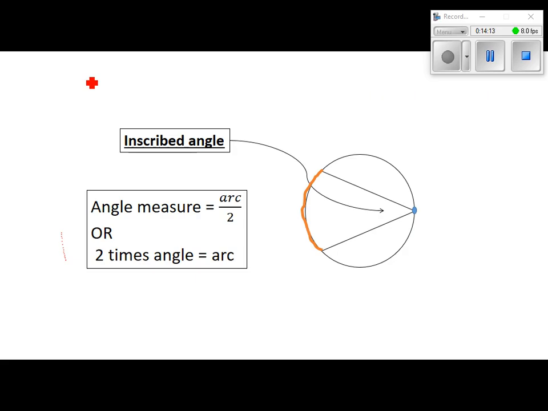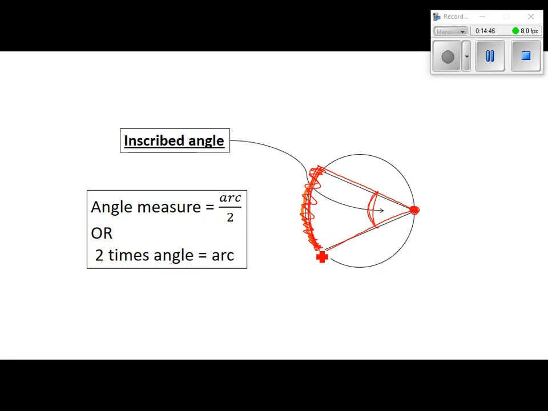An inscribed angle has its vertex on the circle. Notice here, if I have this inscribed angle, it cuts off this arc. The measure of this angle right here is always the arc divided by 2. So it's this arc divided by 2 that's going to give you the angle. Or, if we know the angle, we times it by 2, and that'll tell us the arc measure.